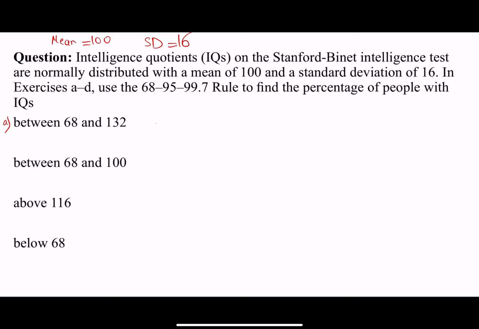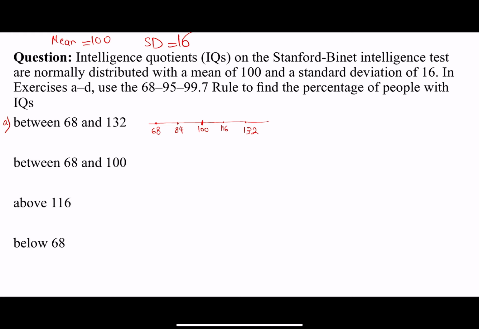Okay, I draw a graph. Mean value is 100. One standard deviation to the right is 100 plus 16, which is 116. Add another 16 is 132. Now to the left, minus the standard deviation, minus 16. Use your calculator. 100 minus 16 is 84. Subtract another 16 is 68. Now we have two standard deviations to the right, two standard deviations to the left of the mean value.